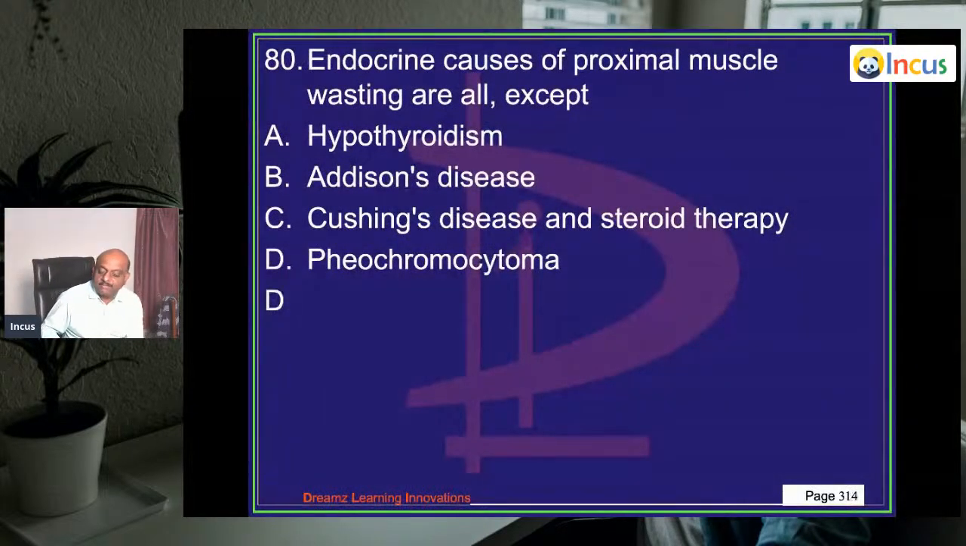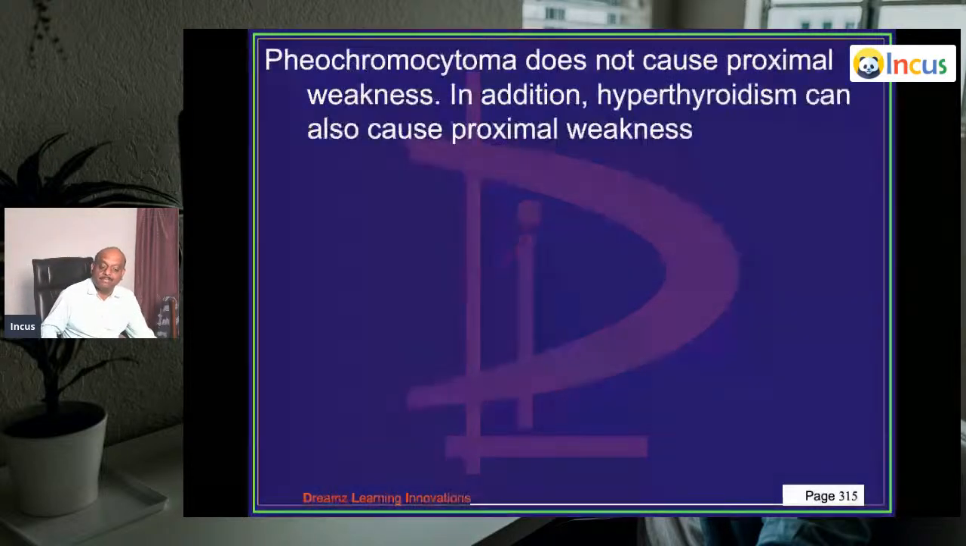Proximal muscle wasting is a feature of hypothyroidism, medicines, Cushing's, steroid therapy, etc.